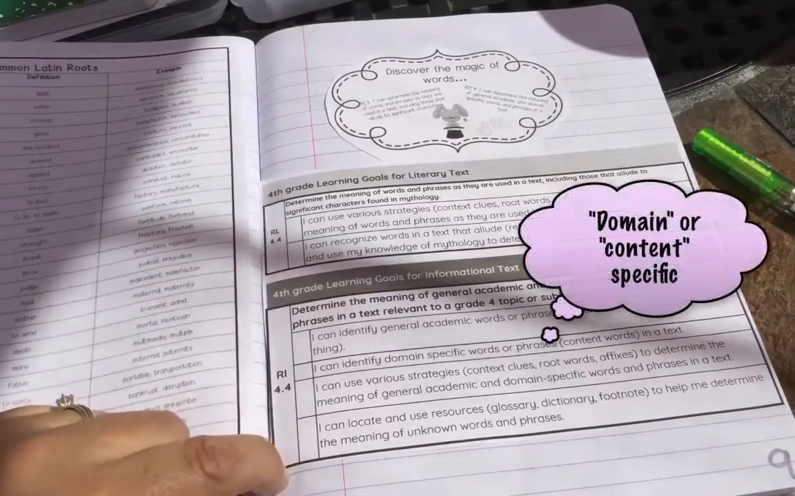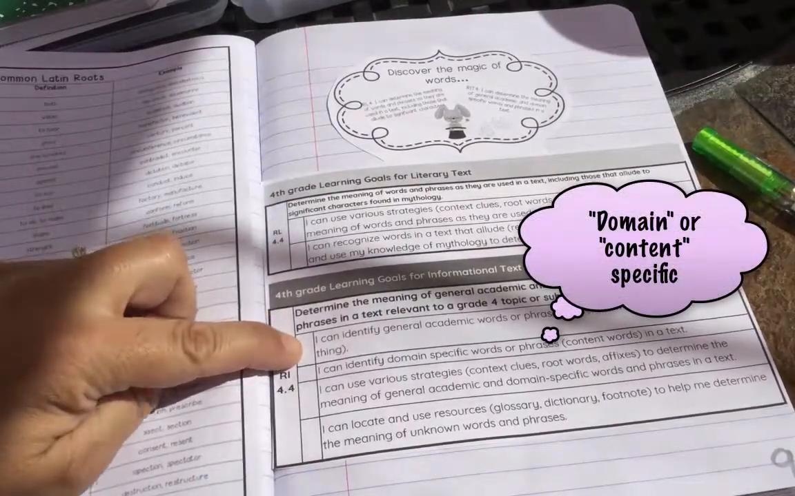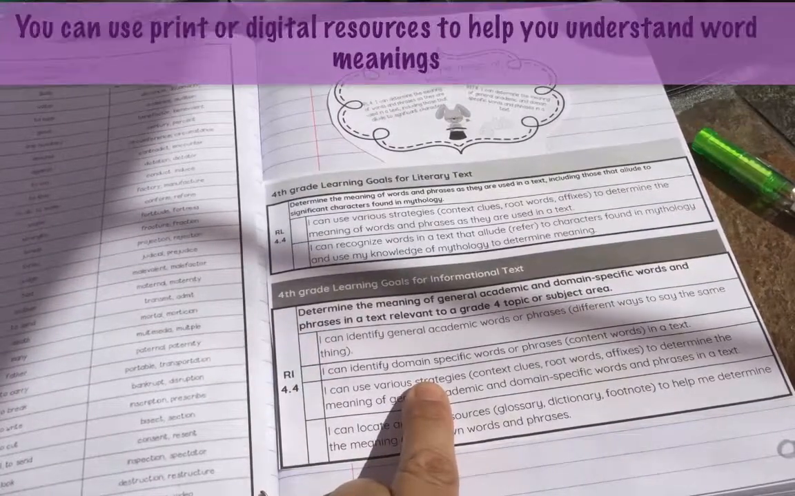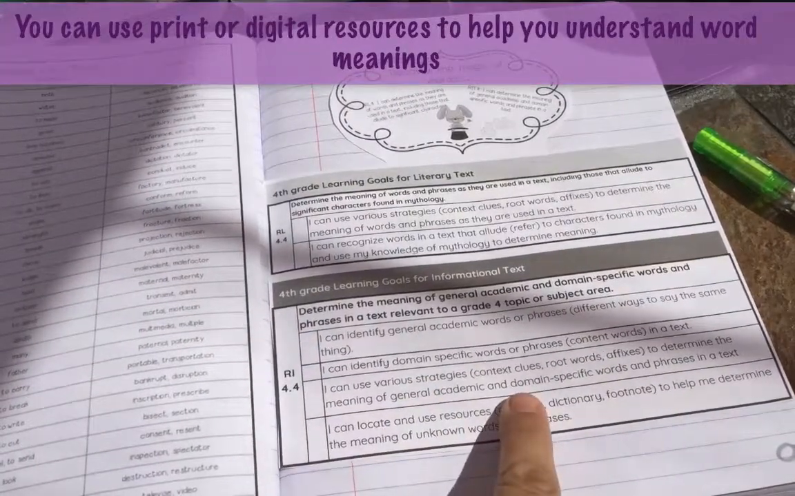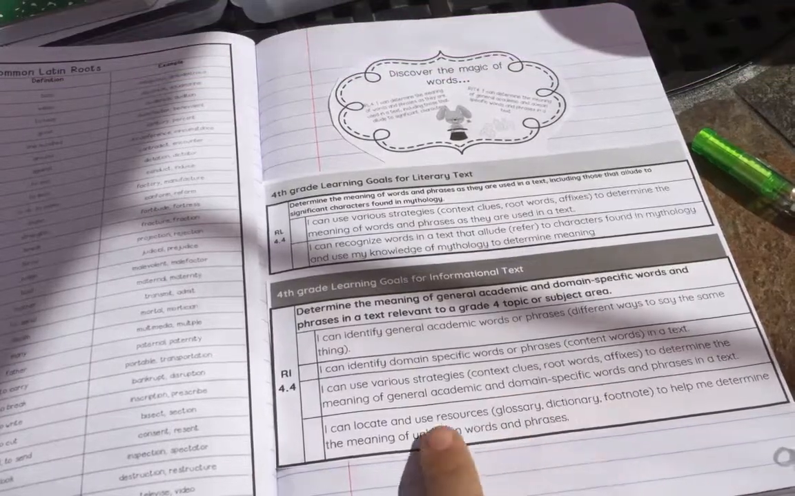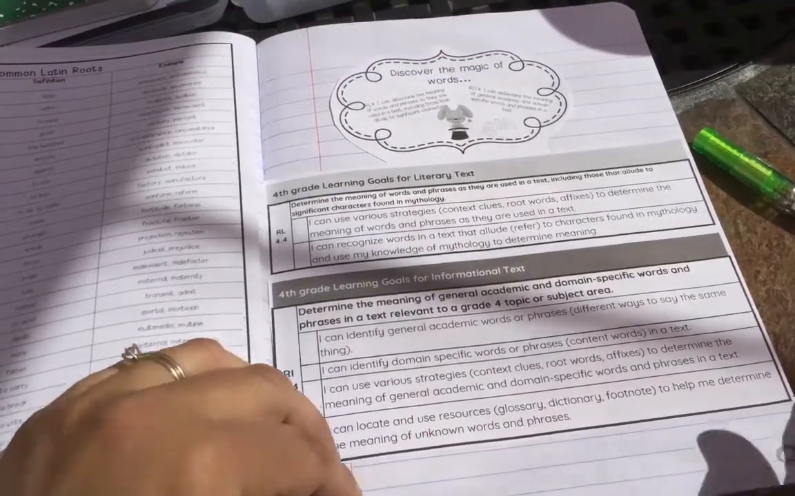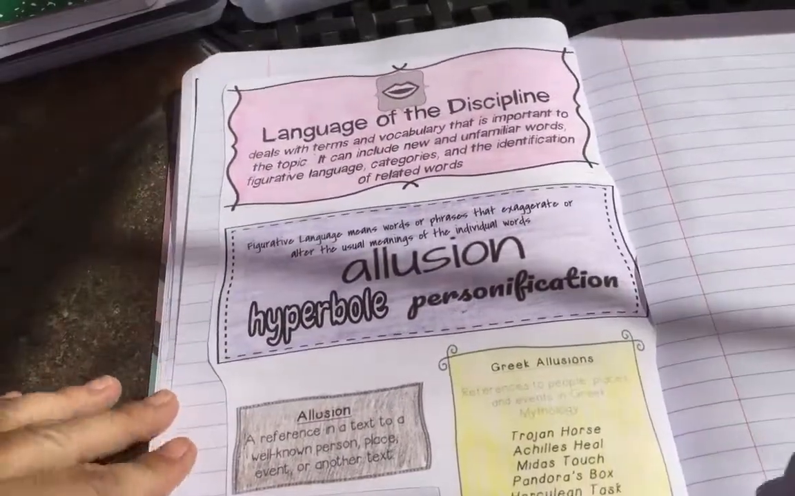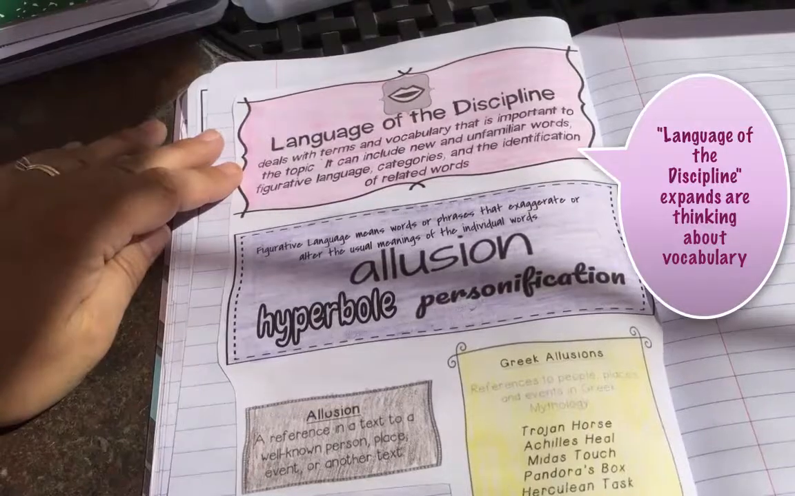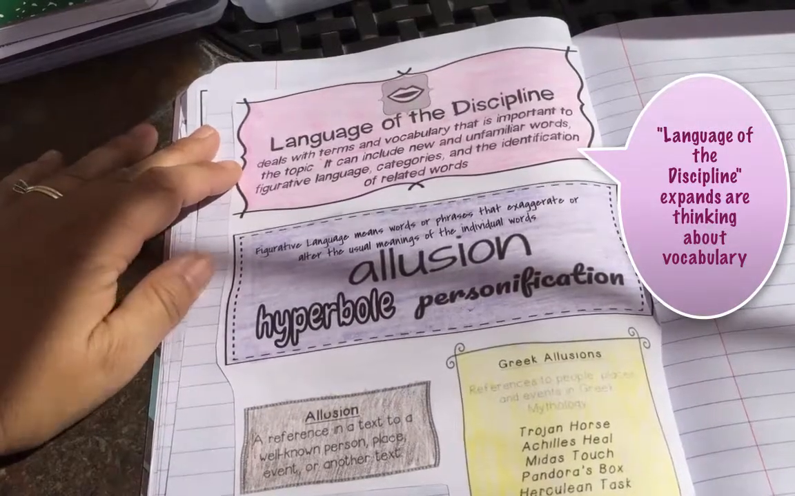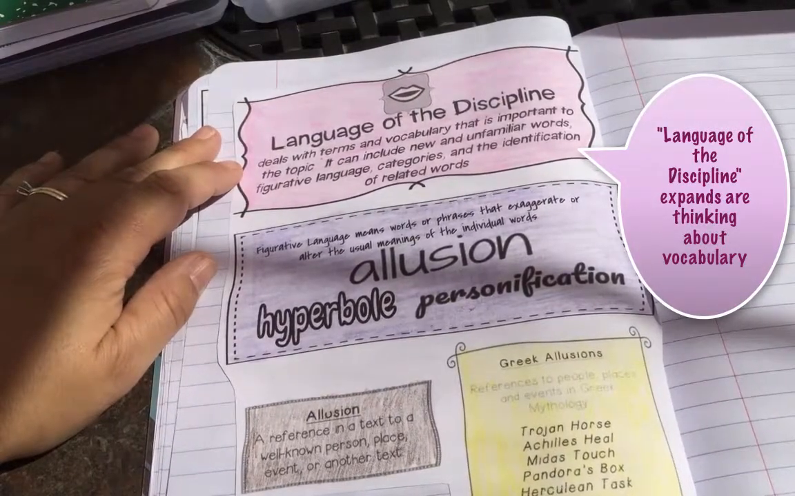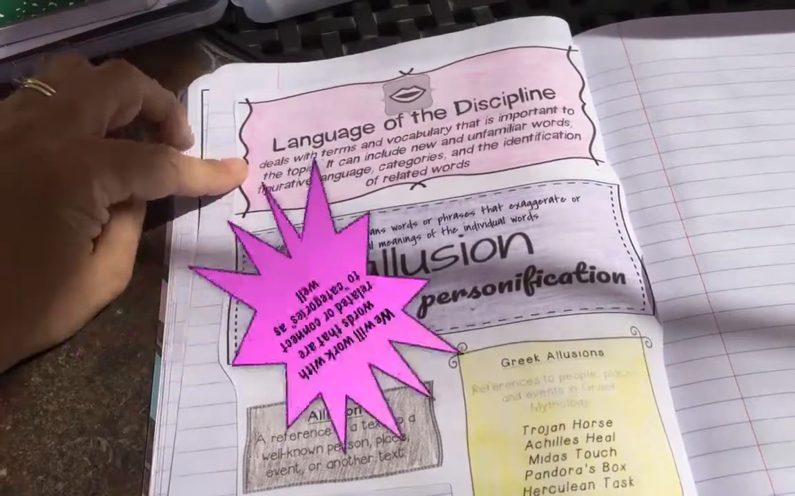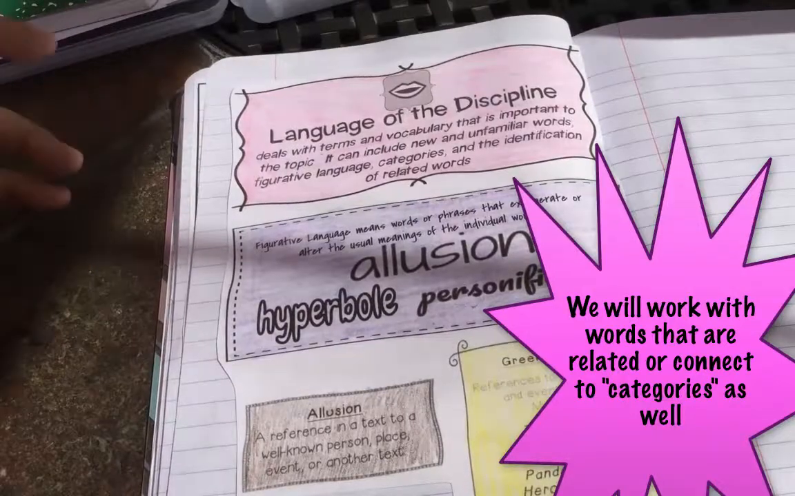And we have goals for informational text that continue with those general academic words, or we might call them domain specific, as well as using strategies of context clues, roots, and affixes, and then of course using our resources. And so I'm referring to the idea of language of the discipline to get us thinking more broadly about those content and domain specific words. Language of the discipline deals with terms and vocabulary that's important to a particular topic.